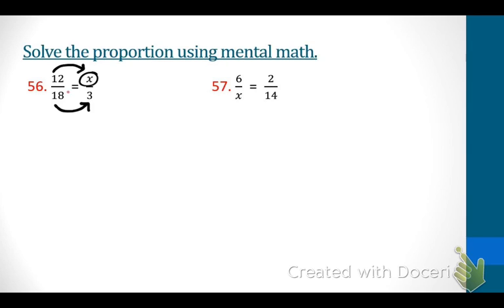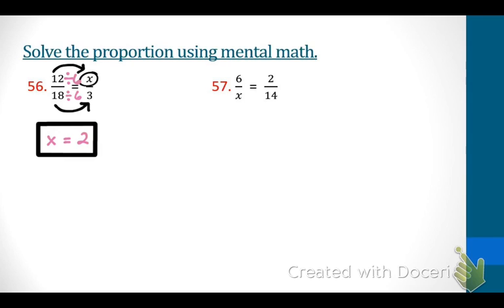Divide by 6. Divide by 6. A lot of people, as I walked around and looked, they multiplied by 6. But no, if I'm going from the left to the right, it's getting smaller. So on the bottom, I can see 18 divided by 6 equals 3. At the top, 12 divided by 6 equals 2. So your correct answer is x equals 2.